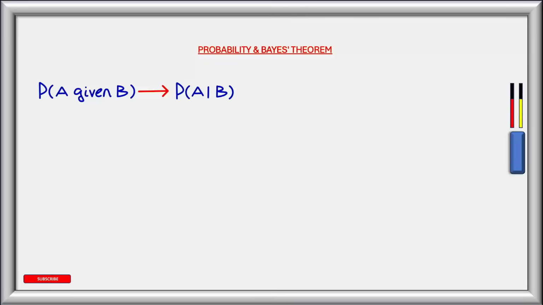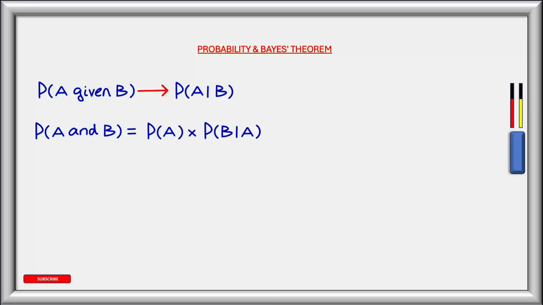First, conditional probability. We write the probability of A given B as P(A|B), with a vertical bar in between. It means the probability of A happening given that B definitely happened. Next, we have the multiplication rule, where the probability of A and B is equal to the probability of A multiplied by the probability of B given A. That's just saying the chance of two things both happening equals the chance of the first multiplied by the chance of the second, given that the first definitely happened.